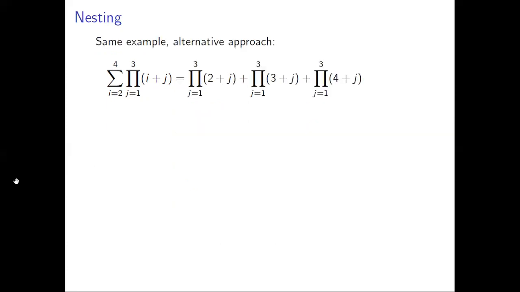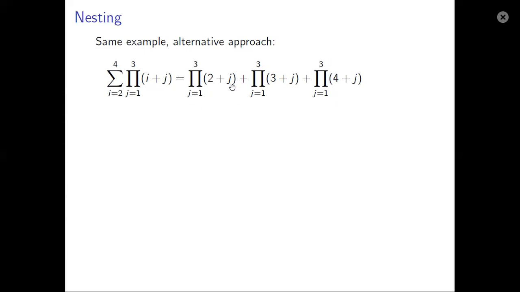The same example, but with an alternative approach, is where we first expand the adder, in this case the summation, which is on the outside. So we first substitute i equals 2. So we have the product from j equals 1 to 3 of 2 plus j, here's where i is 2. Then we do the case where i is 3. Then we do the case where i is 4. So those are the possibilities for i.